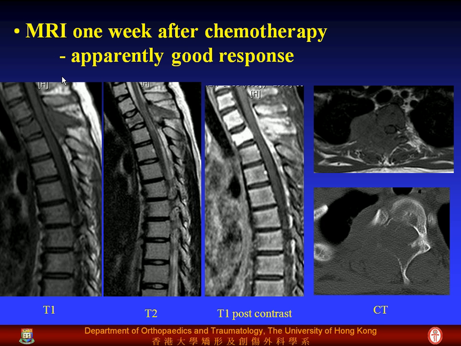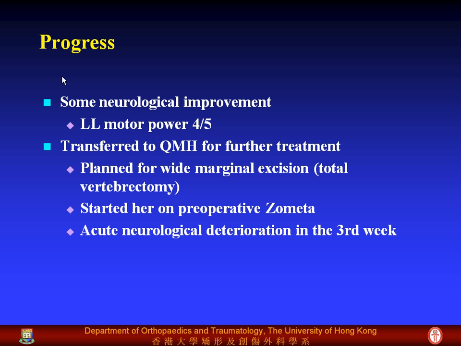While the patient was waiting for transfer, in fact, she had some recovery of her neurology with the chemotherapy. The neurologists and the pediatricians were very excited, and they said, no, the chemotherapy is going to work. Obviously, we do not think that way. By the time the patient came to us, 1 week after chemotherapy, there was apparently a good response, with a little shrinkage of the tumor on the MRI and the CT, and initial slight improvement of motor power from 3 to 4.